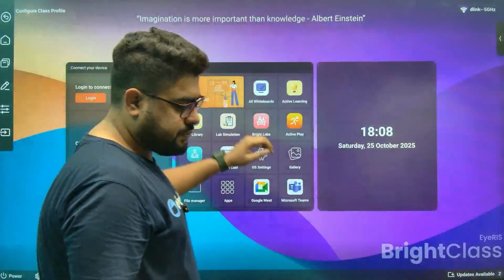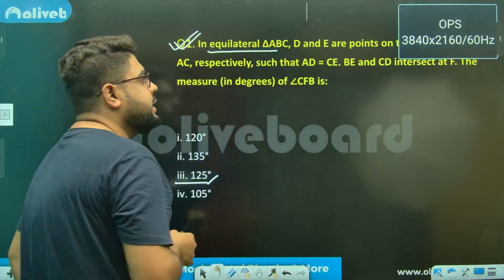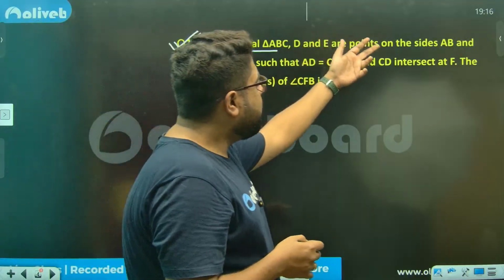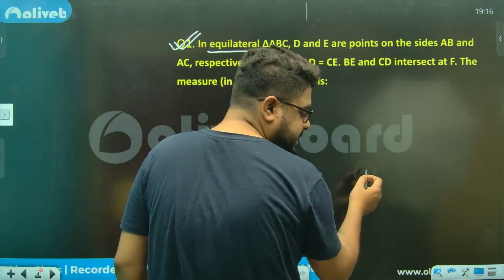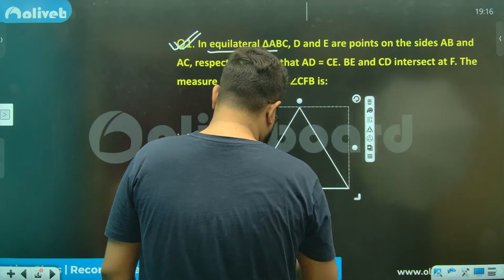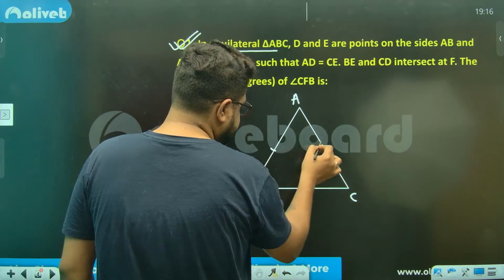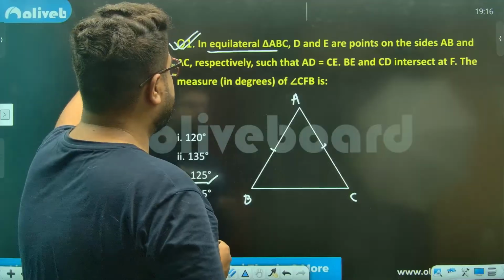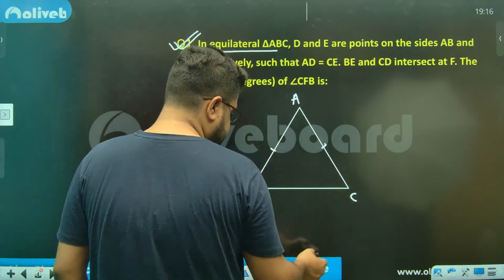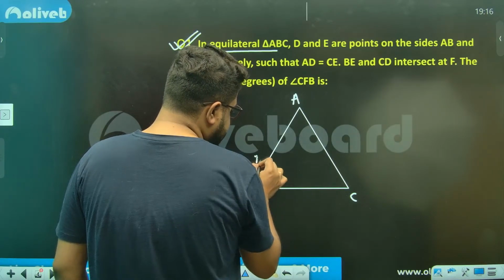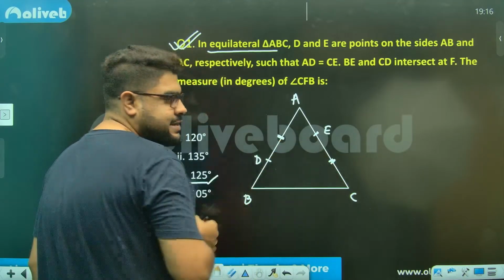They are saying equilateral triangle ABC. D and E are a couple of points on sides AB and AC, such that AD is equal to CE. Let's say D is here, so E will be like this, because AD is given as equal to CE.